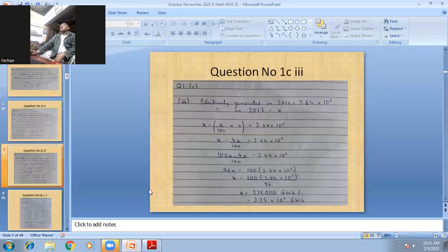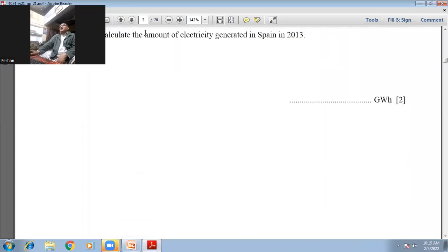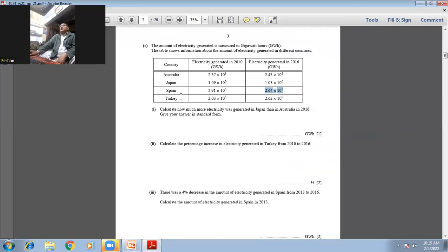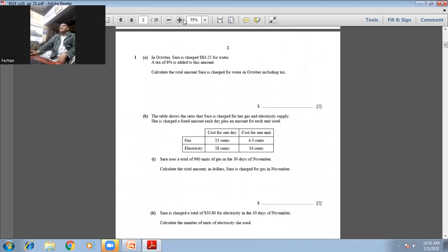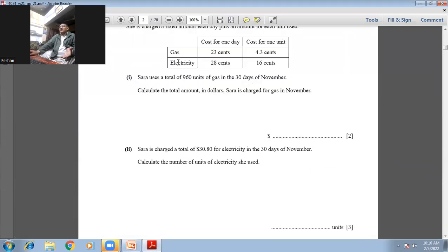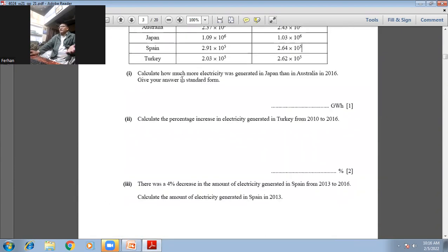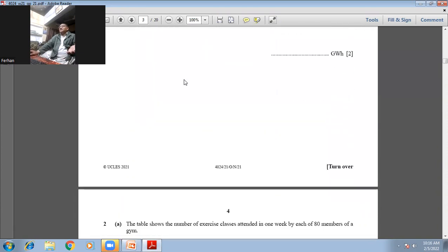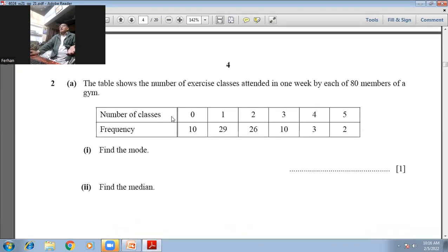Okay, so let's go to the next question. We are done with question number 1. Let me reduce the size so you can see the whole question together. So this was question number 1. So we are done with this question. Okay, so let's move to the next question.